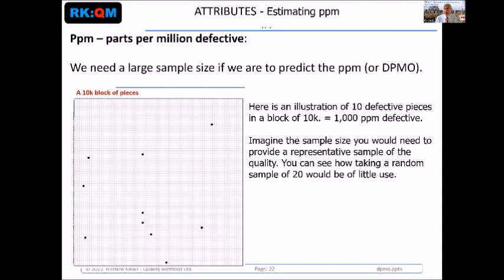You can see how taking a random sample of 20 will be of little use, most likely containing no defect, so you would predict 0 parts per million defective. Or in the unlikely event your sample contains one defect, you would predict a quality at 50,000 ppm. Not helpful.